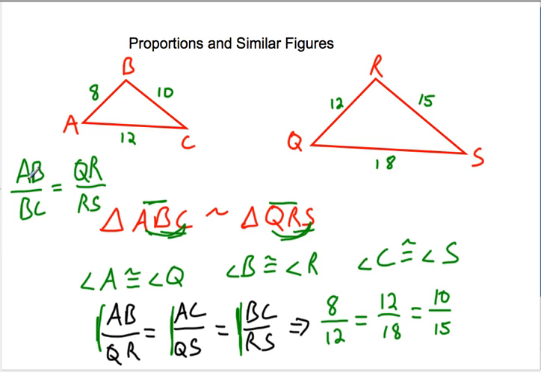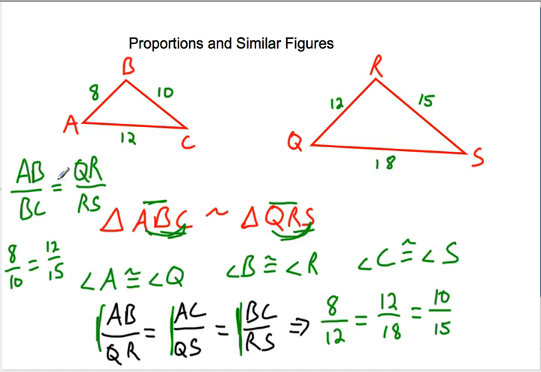And we can check that out. So AB over BC was 8/10, and then QR over RS is 12 over 15, and those both reduce to 4/5. Okay, so when you get similar triangles, you can make proportions, and that will help you figure out the lengths of some unknown sides.